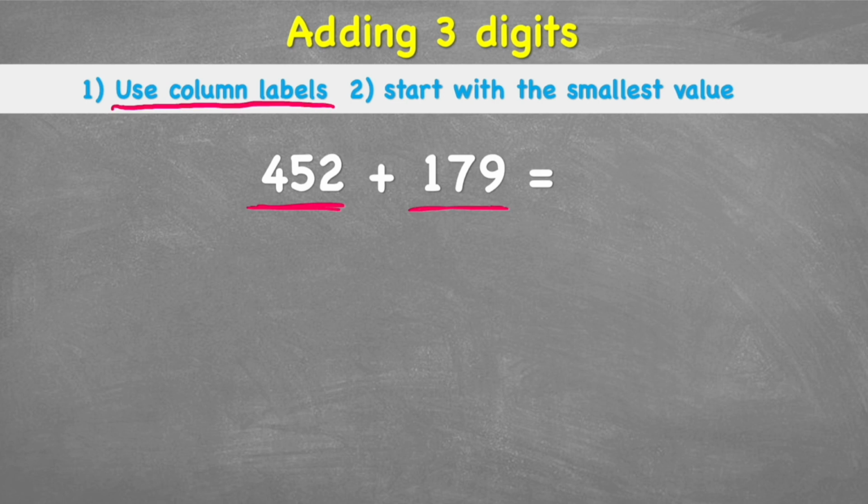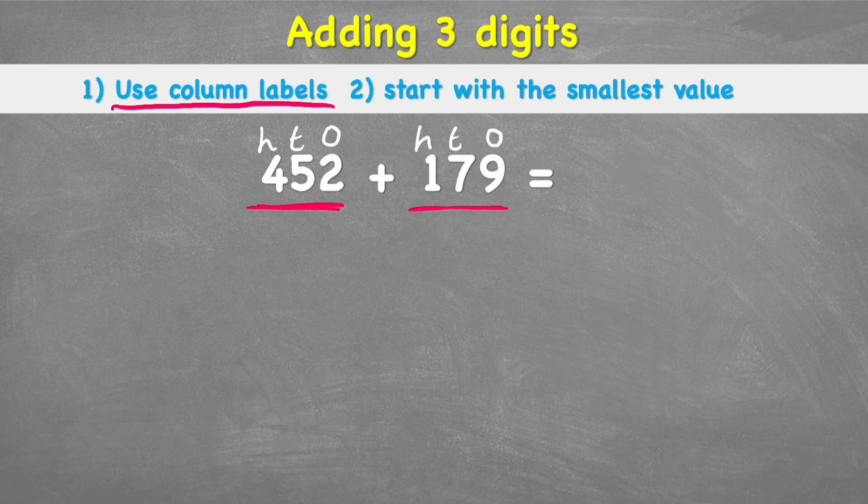So when I'm looking at this first number, 452, I'm going to try and label it, which means I'm going to put my ones, tens, hundreds, etc. on top. So I'm going to look first in my ones column, and I can see I have 2 ones, 5 tens, and 4 hundreds. So these ones, tens, and hundreds, they are our column labels. And I'm going to do the same to this other number, 9 ones, 7 tens, 1 hundred.